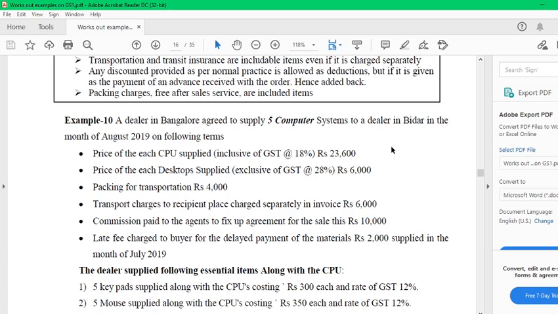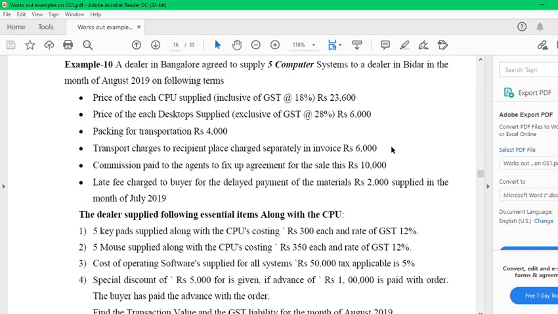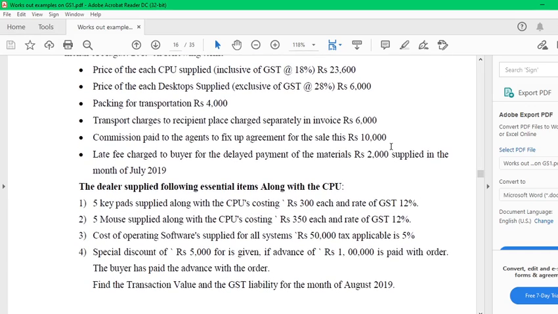Supplied in the month of June. The dealer supplied essential items along with the CPU. 5 keypads supplied along with the CPU, 300 each, at the rate of 12%. 5 mouse, 350 each, 12% GST. Cost of operating software for all the supplied systems, 50,000, GST 5%. Special discount of 5,000 given.